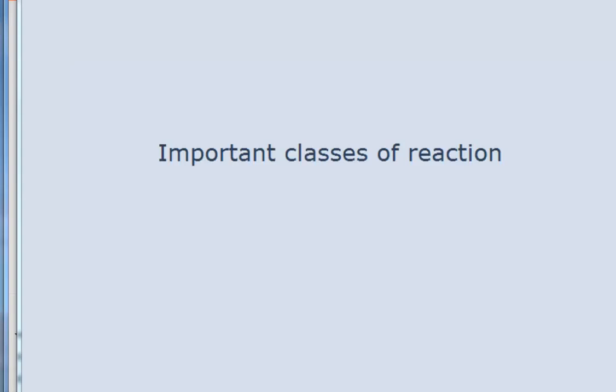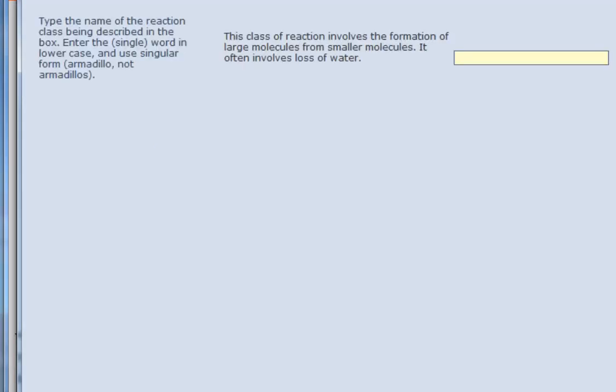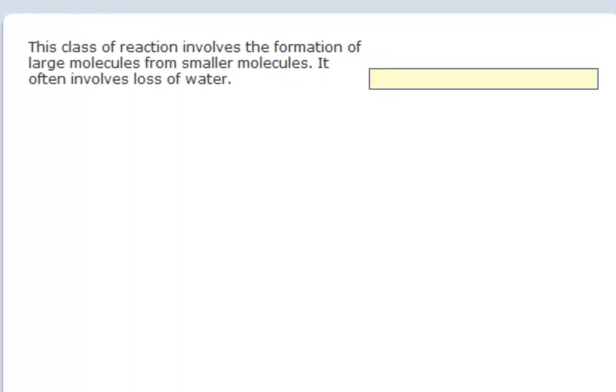Okay, we're going to have a look at some important classes of biological reaction. There are many, many hundreds of thousands probably of different biological reactions. Really only a few, actually about 6 different main classes of reaction. If you can understand what these are, you'll be fine in developing your understanding of biological reactions. So this is one of these things where you've got to have done a little bit of reading, and then you type in the single word in lowercase, and it tells you whether you got the answer right or not.